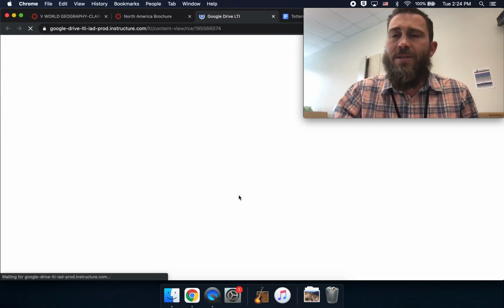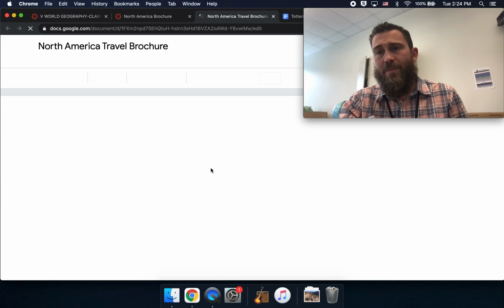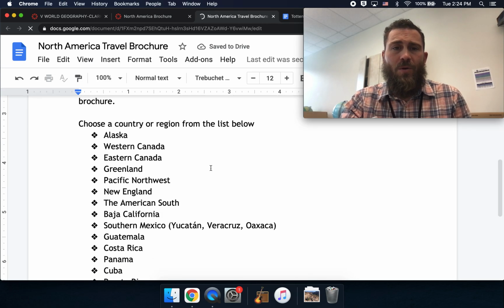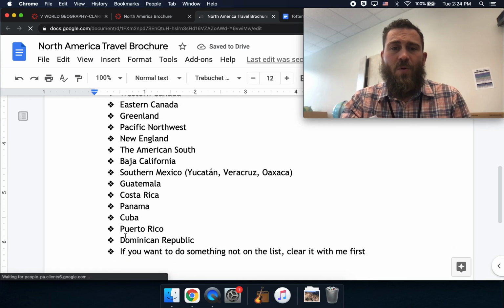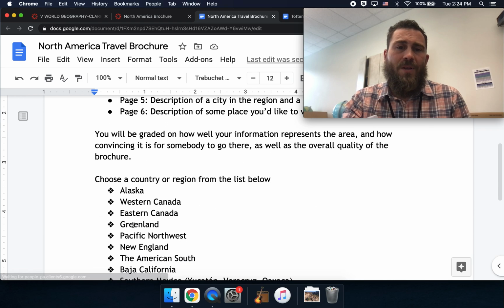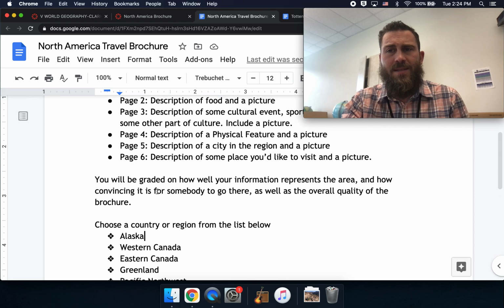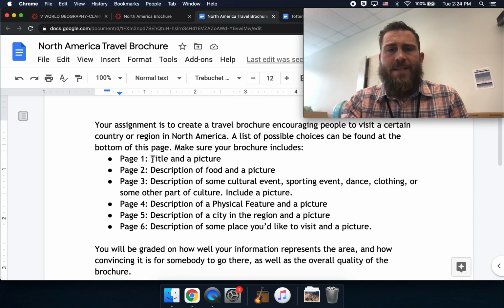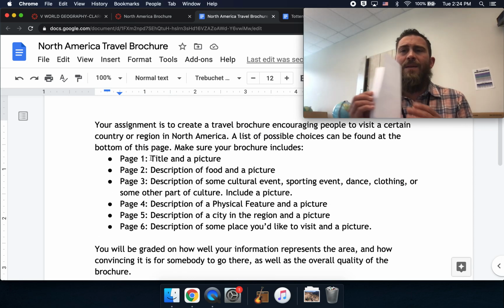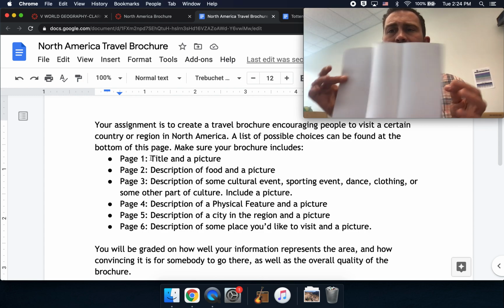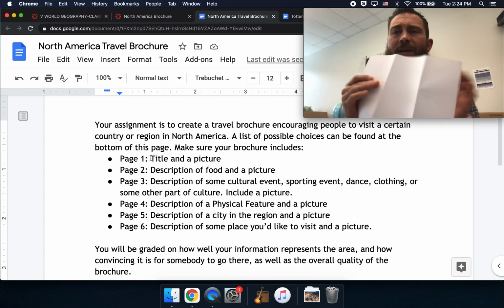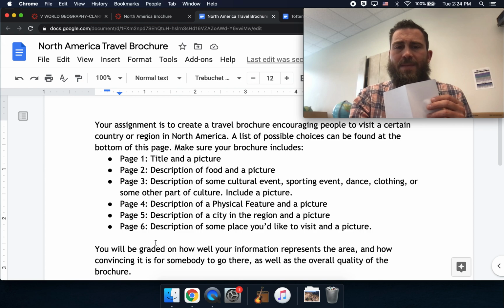The instructions tell you to pick a country from North America. There's a whole list here of regions or countries. Even though Alaska is part of the United States, it's pretty different than the United States. And then these are all the things you need. When I think brochure, this is what I think of. You've got 3 pages on the front, 3 pages in the back, hence 6 pages.